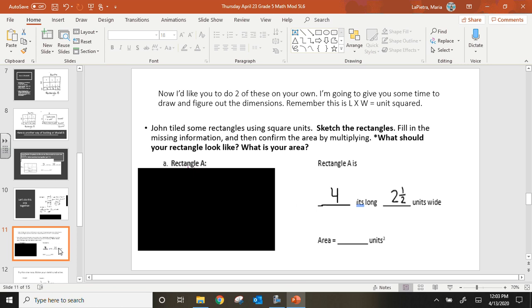Okay, now I'd like you to do 2 of these on your own. I'm going to give you some time to draw and figure out the dimensions. Remember, this is length times width, which is area, which when you label, it's units squared. John tiled some rectangles using square units. Sketch the rectangles. That means draw a rectangle for me, fill in the missing information, and then confirm the area by multiplying. That means confirm means show me a multiplying sentence and then solve it. And let me see what you get for an answer. What should your rectangle look like? What is your area?